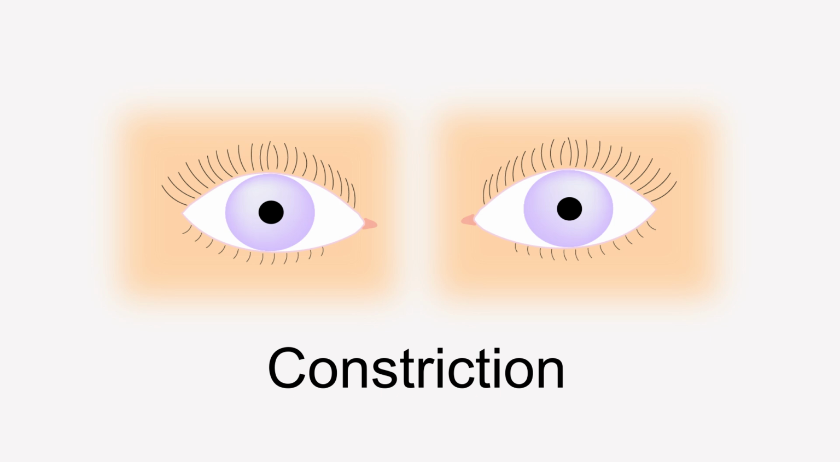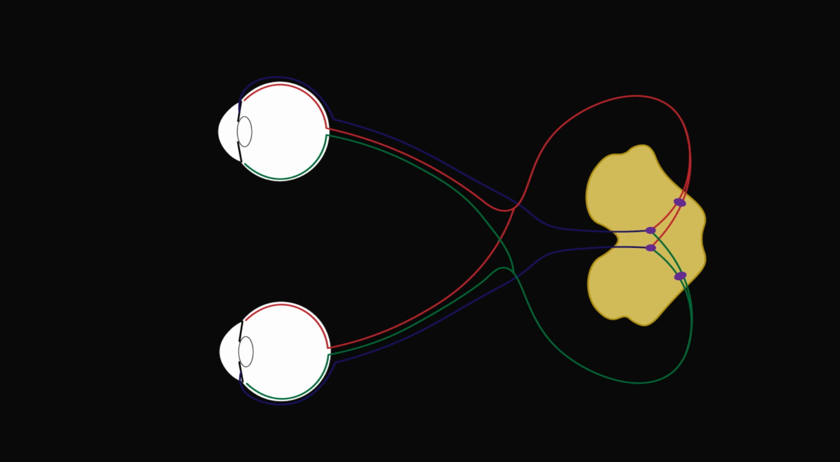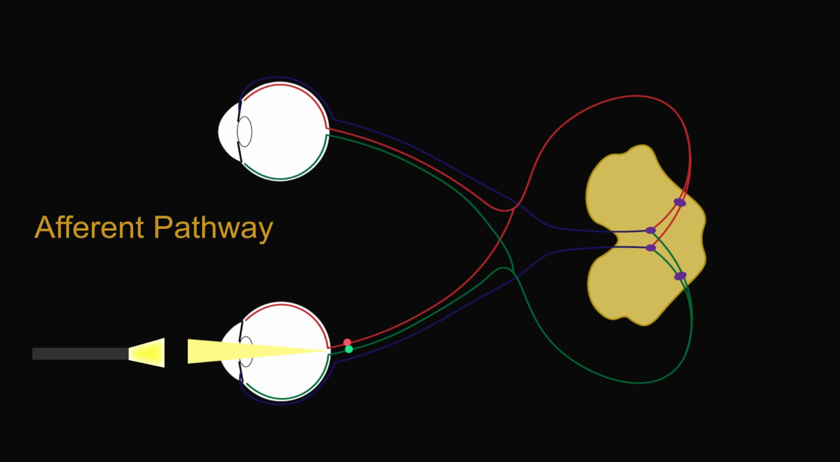Okay, but what's really happening behind the curtain, aka retina? Let's zoom in. This is the visual pathway. Sensory stimulus from the light travels into the eye, hitting the retina. The retina transforms that stimulus into a signal, and thus begins the afferent pathway.